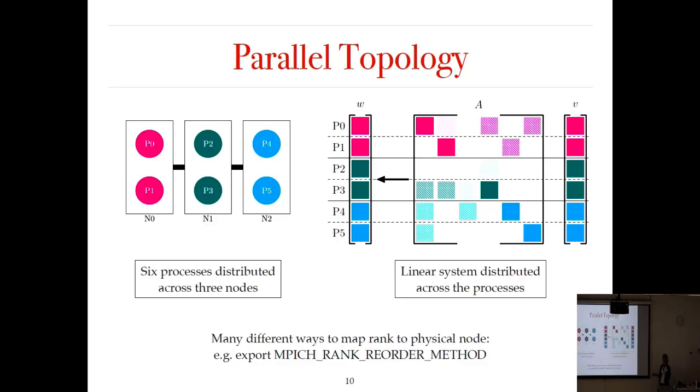So there are a lot of different ways to easily figure out which processes are on the same node. You can export environment variables. So this is the variable for Blue Waters to determine it. There's a similar one for Blue Gene Q machines. This determines how the processes are mapped to the nodes. So then you can figure out which ones are on the same node.